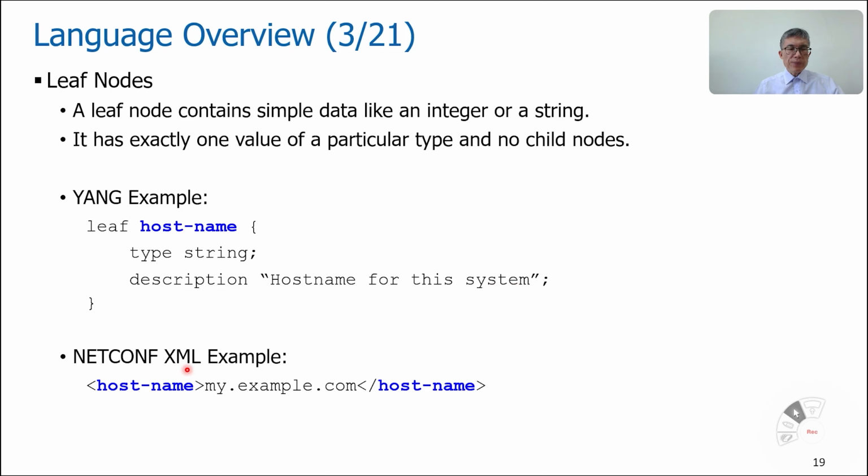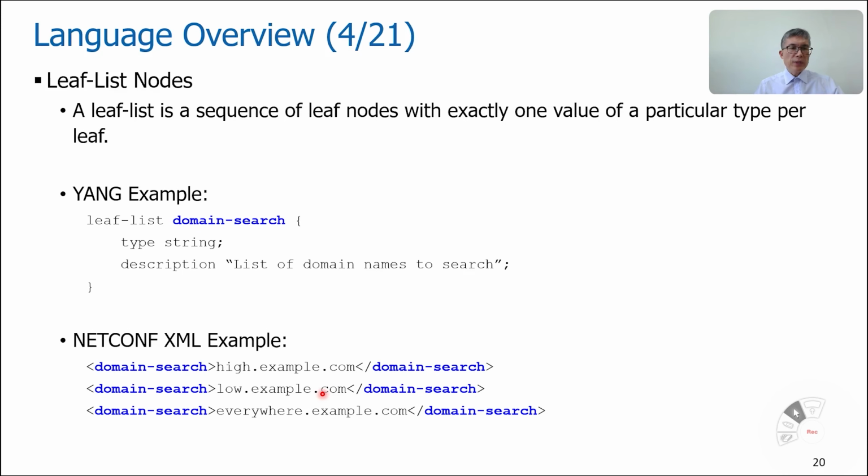This is the YANG part. This is the XML part. So host-name, this is a header tag, this is a tail tag. In XML, this is host-name, and then in the body we have the value my.example.com.